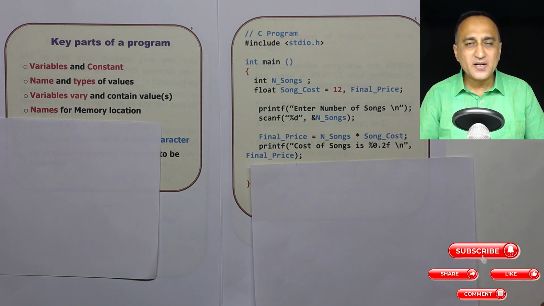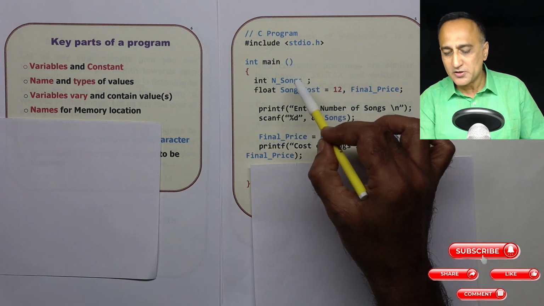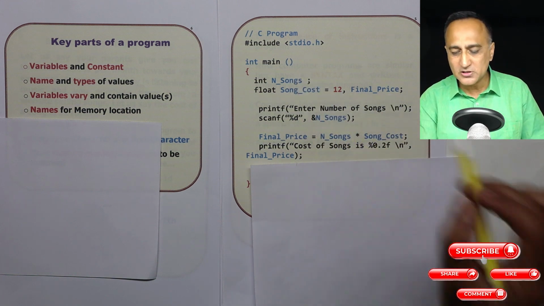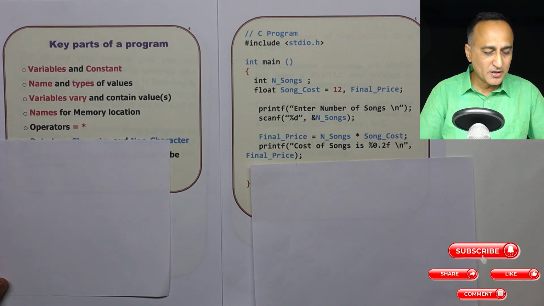If you are doing it in machine language, you have to remember the addresses of the memory location like 10,000, 2,000, 4,000. The advantage of doing programming in high level languages is that instead of remembering the addresses of memory locations, you give names to memory locations. So you are given the names number of songs, song cost, final price to memory locations.